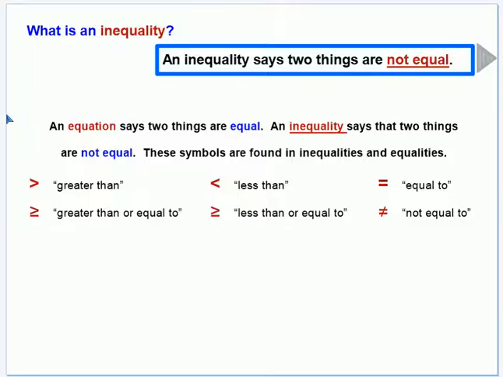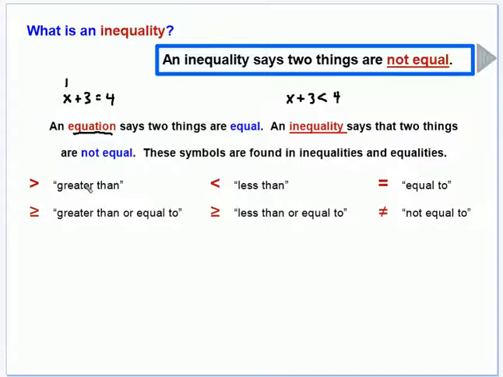Inequality, not equal. If you remember, we talked about equations, and equations say that two things are equal. For example, x plus 3 is equal to 4. And we know that x is 1 because 1 plus 3 has to equal 4. An inequality says two things are not equal. So you can think of an inequality as something like this: x plus 3 is less than 4.